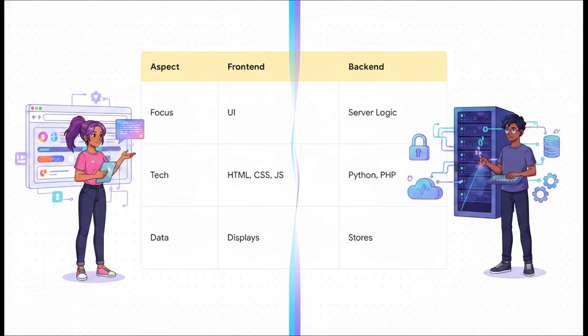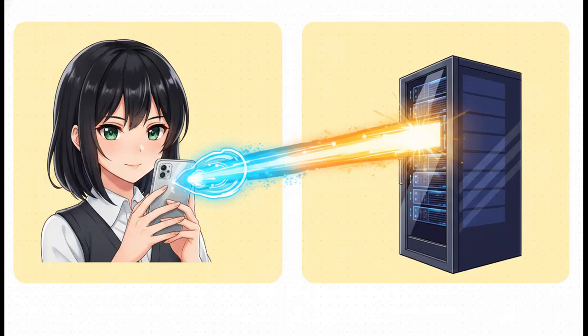It uses languages like Python, Java, PHP, or Node.js to handle the server logic, the authentication, and the really complex processing. So the front end displays the data while the back end securely stores and processes it. And this brings us right to the client-server model.